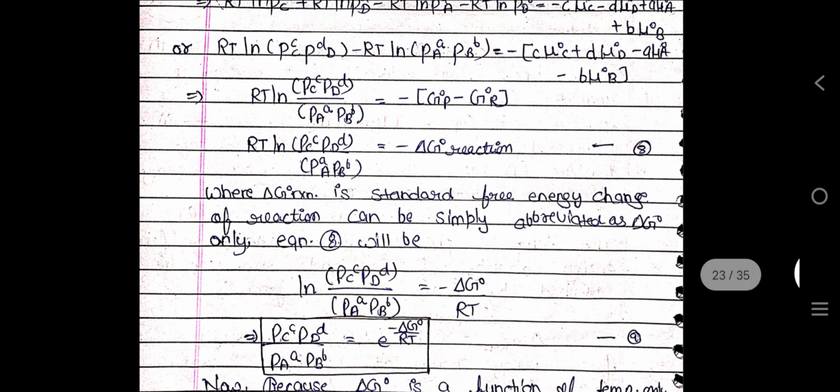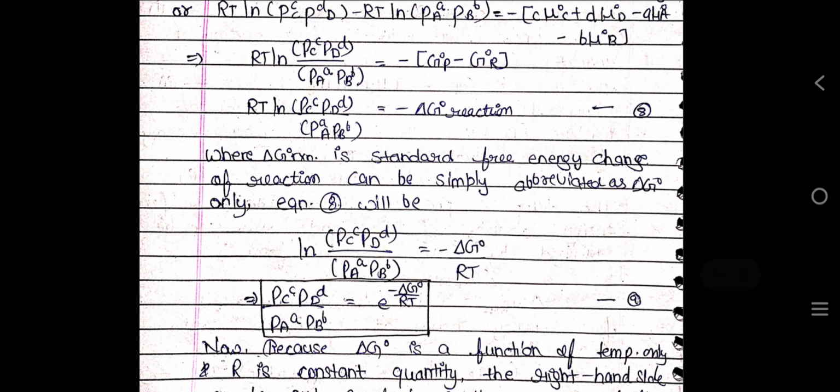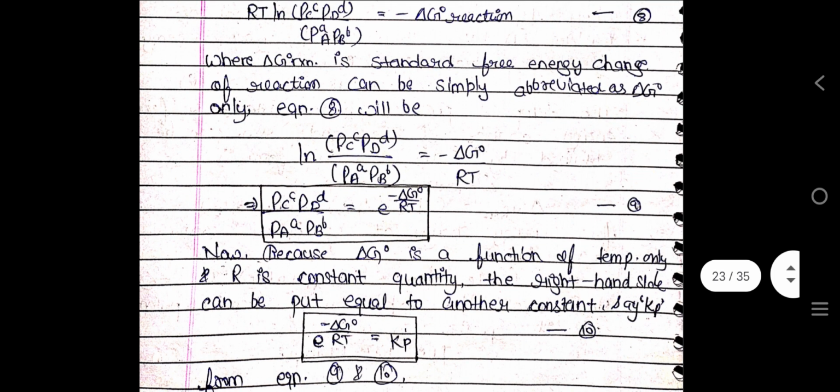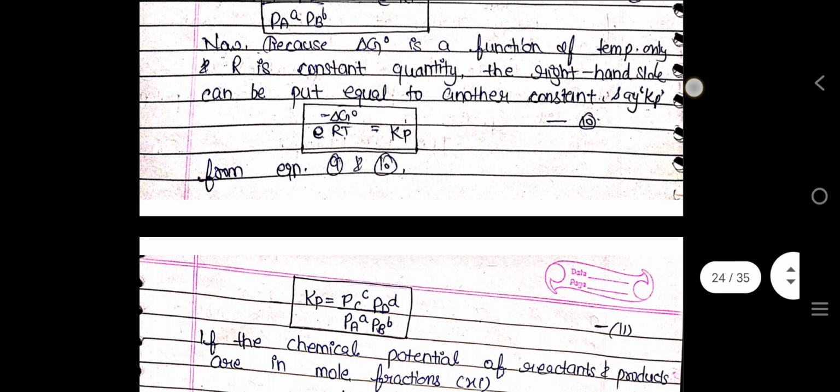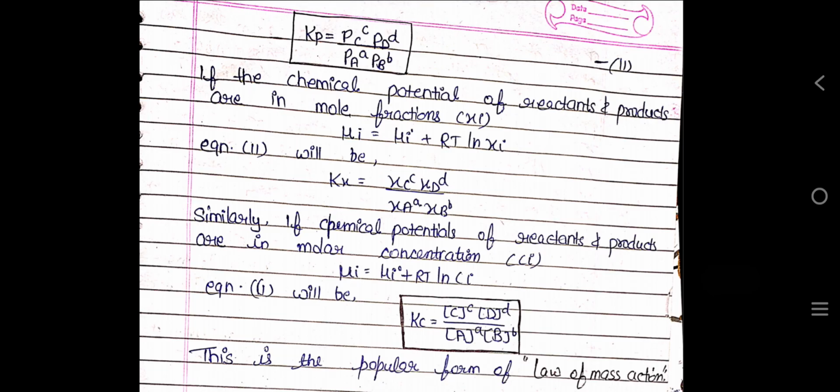c mu_C naught plus c RT ln P_C plus d mu_D naught plus d RT ln P_D minus a mu_A naught minus a RT ln P_A minus b mu_B naught minus b RT ln P_B is equal to 0. Rearranging, c RT ln P_C plus d RT ln P_D minus a RT ln P_A minus b RT ln P_B is equal to minus c mu_C naught minus d mu_D naught plus a mu_A naught plus b mu_B naught. RT ln of P_C^c P_D^d by P_A^a P_B^b is equal to minus (G naught P minus G naught R). RT ln of P_C^c P_D^d by P_A^a P_B^b is equal to minus del G naught of reaction.